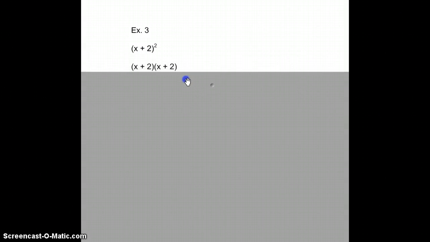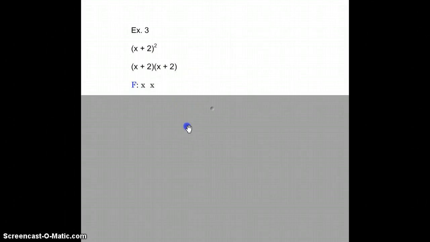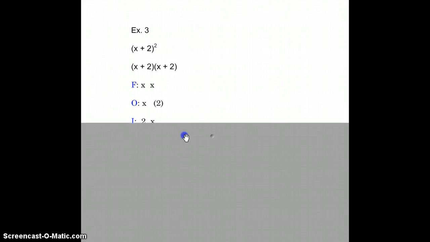Take a look at this example 3. They try and trick us here. They have the quantity of x plus 2 squared. X plus 2 quantity squared, I guess is the right way to say it. This can really be written as x plus 2 times x plus 2, it's what it really is. So let's FOIL it, just like we've been doing.